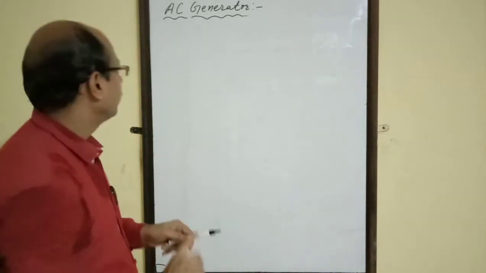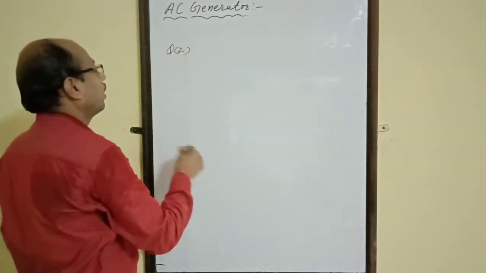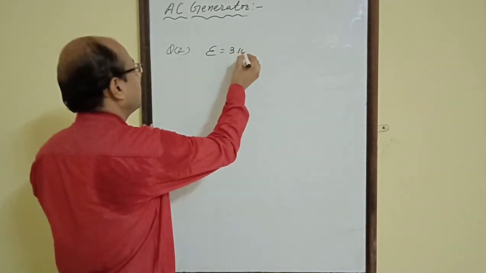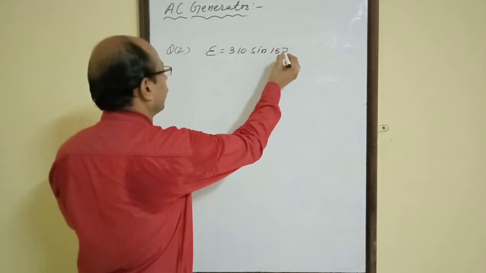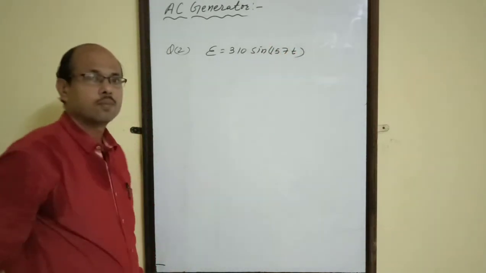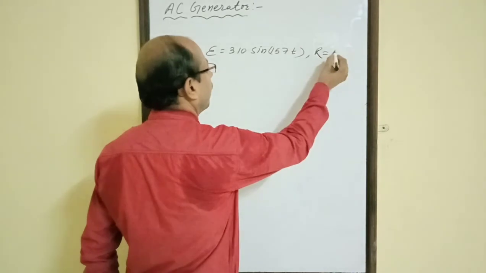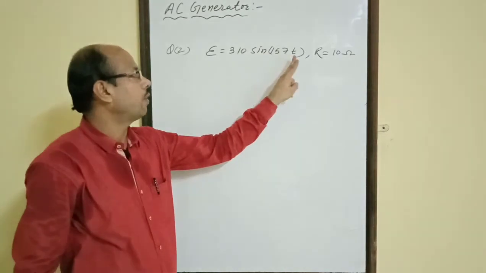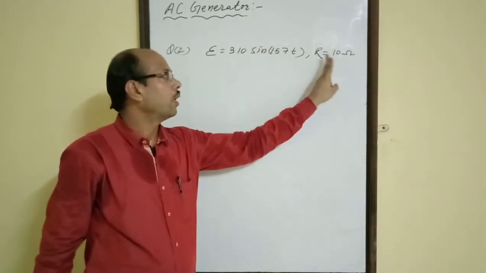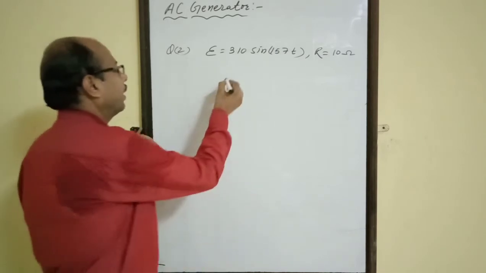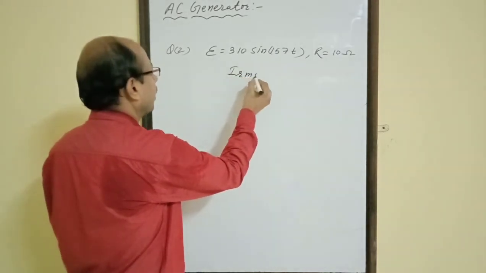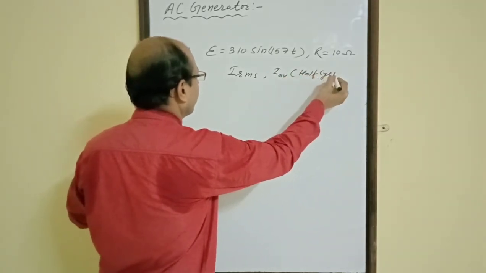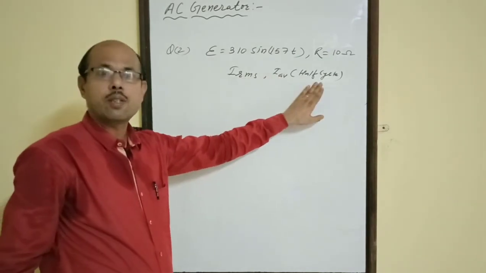Question number 2. Alternating EMF produced by a generator is given by E equals 310 sin 157t, and the resistance of the coil is 10 ohm. You have to find out I RMS and I average for half cycle.